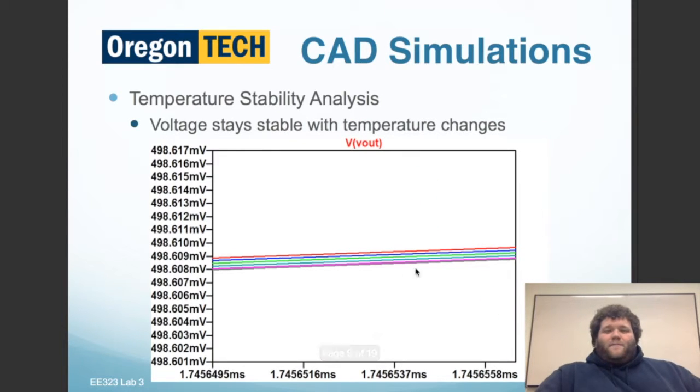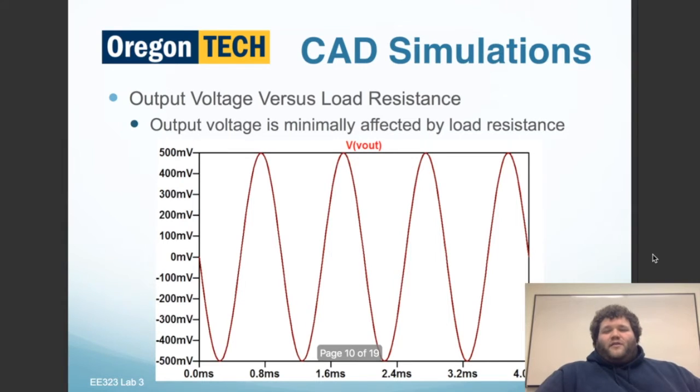And then for this one, it is a temperature stability analysis. This was just showing how the circuit reacts when you increase the temperature. As you can see here, this is extremely focused in. We're at parts of milliseconds, and it's only moving by 0.001 millivolts. So that should tell you that voltage stays pretty stable even with temperature changes. And then from this point on, it's going to be Ben explaining the rest.